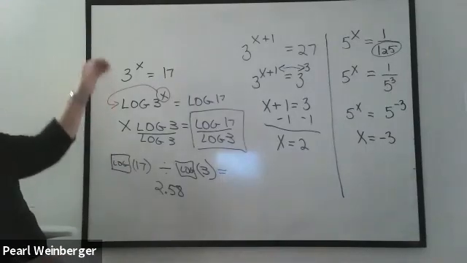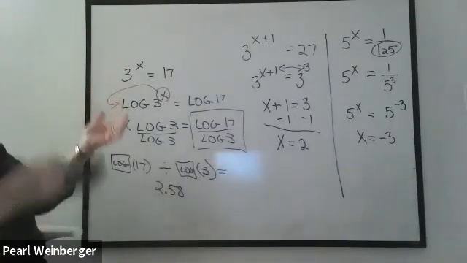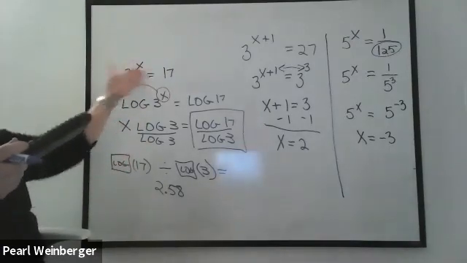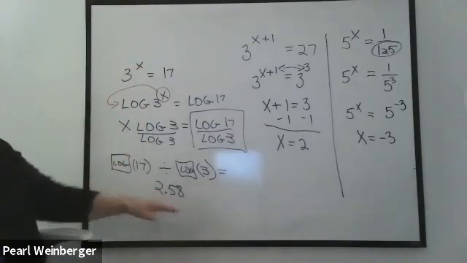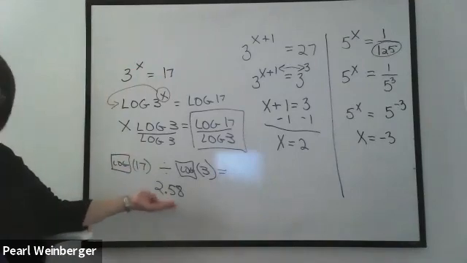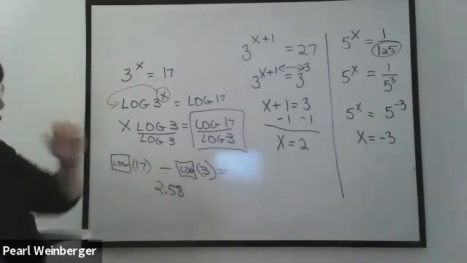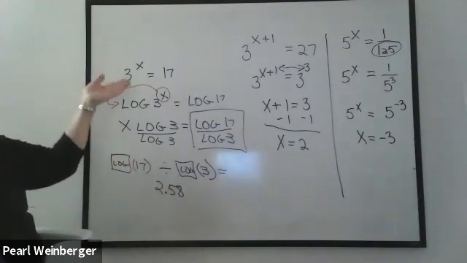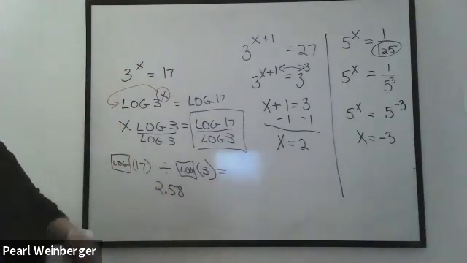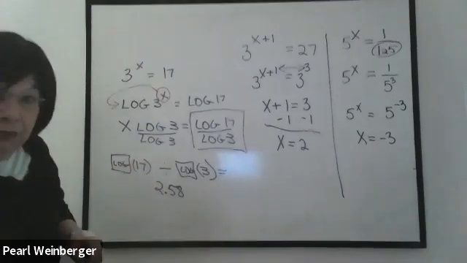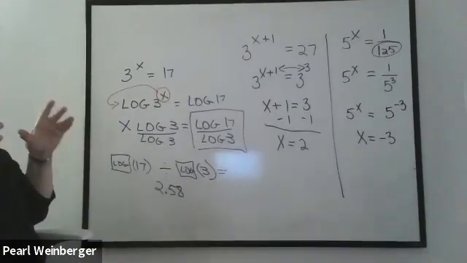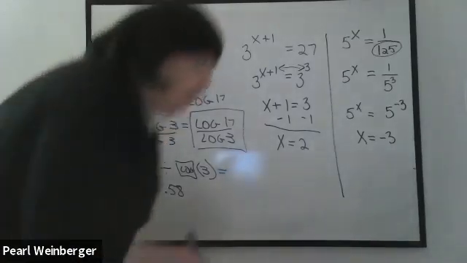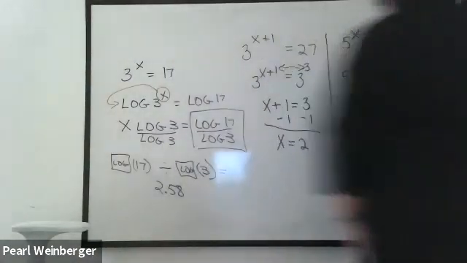We knew it had to be someplace between 2 and 3 because 3 to the 2 was 9 and 3 to the 3 was 27 and 17 is in the middle there. So that does make sense as the answer. So I am able to solve what's called an exponential equation where I'm looking for the variable by using logs, and I'm actually using common logs.